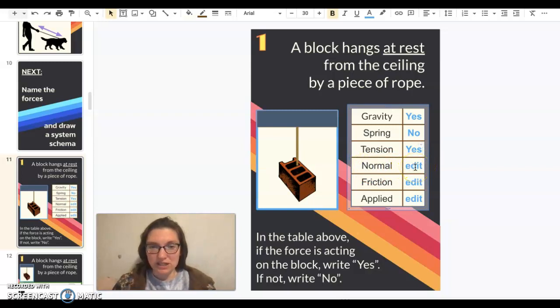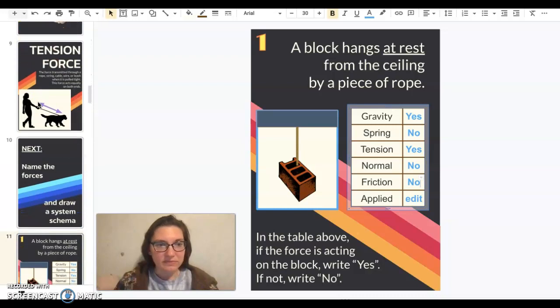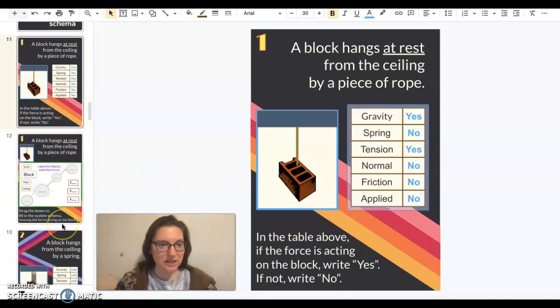Normal force, it is not being supported by anything. It's not directly leaning on the ceiling or the floor or anything like that, so no. Friction, there is no friction going on. It's not rubbing against anything. I don't know if I put friction up there, actually. I totally forgot friction. Anyways, you know about friction. And there is no applied force going on. Okay, so that's the thing there.